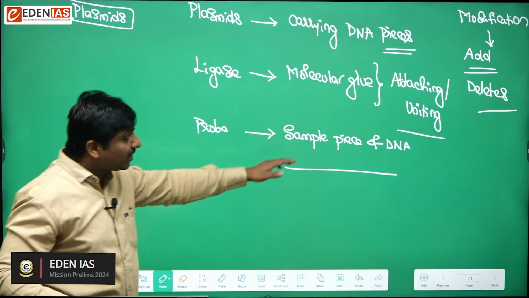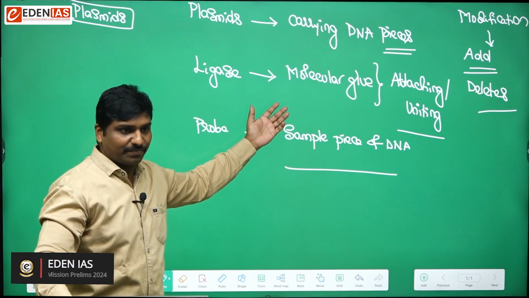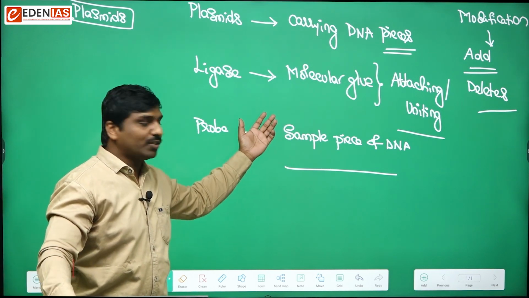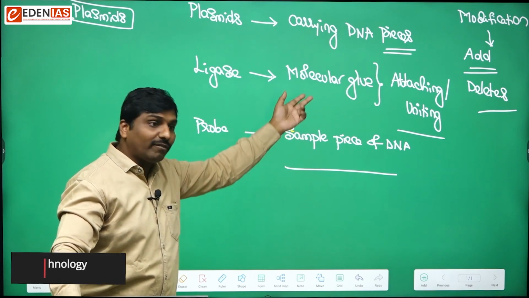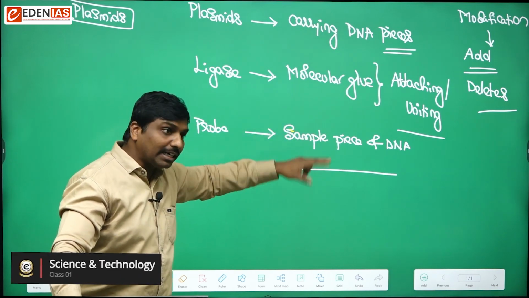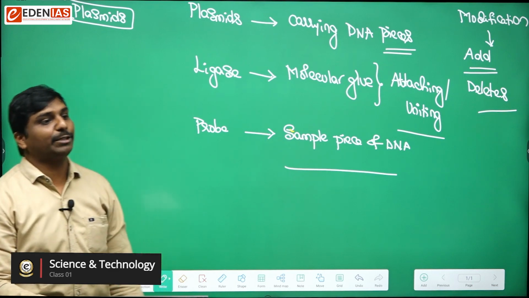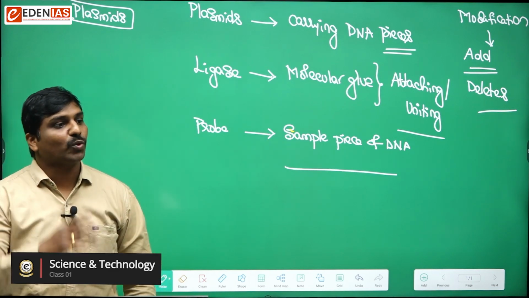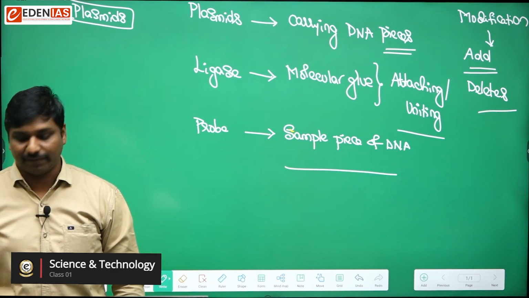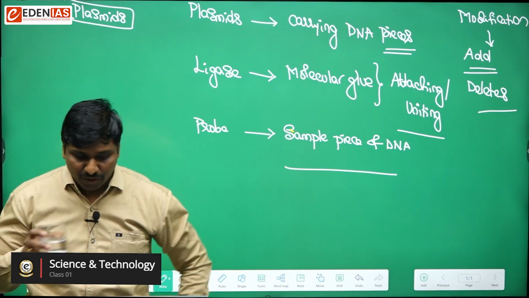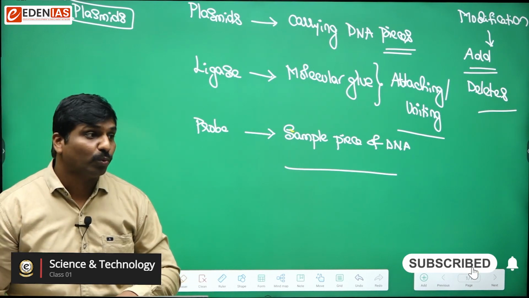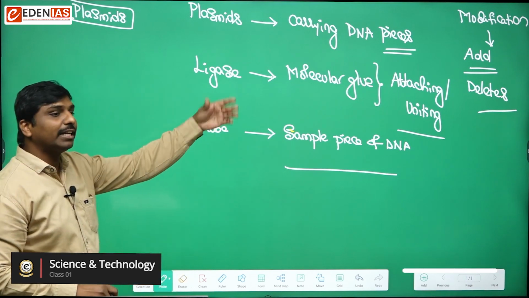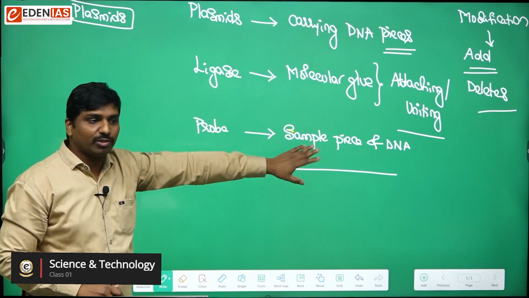Sample means it would be from the original organism. We'll be picking the sample from the original organism. And then after doing this process, we will compare the results with this piece, with the probe. Are you getting it? So it is a reference piece of DNA. Is that clear? So these are the different tools that are required for genetic engineering. Can you remember the tools?